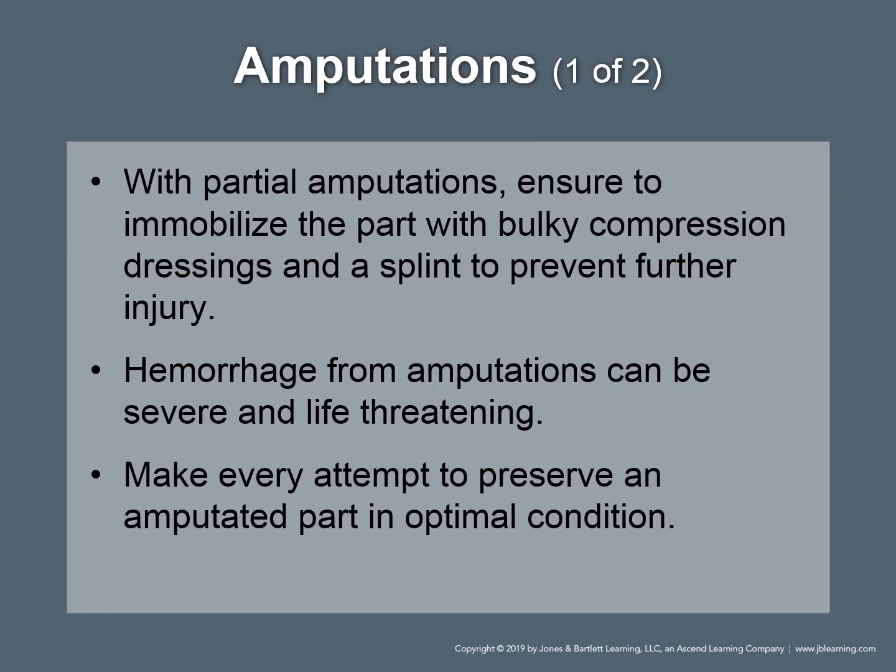With amputations, partial amputations, ensure to immobilize the part with bulky compression dressings. All you're going to do is just splint that thing so it doesn't fall off. Hemorrhage from the amputations can be severe. Make sure you're doing your direct pressure and then going directly to your tourniquet. And make every attempt to preserve an amputated part.